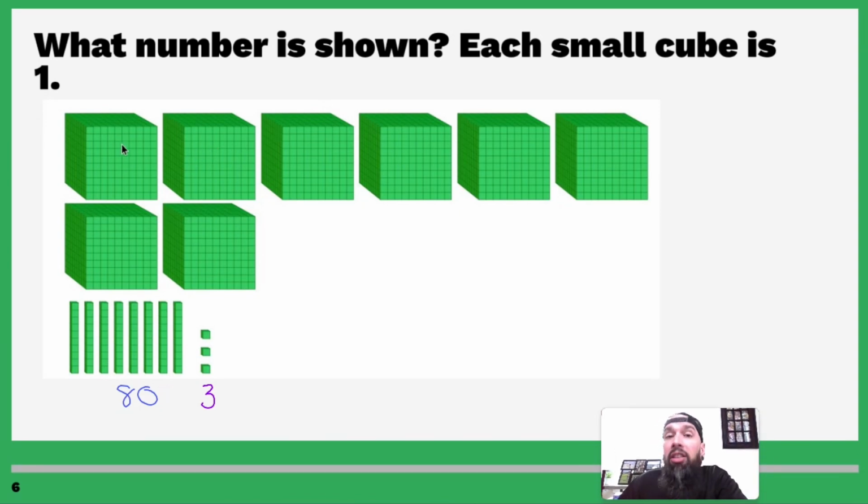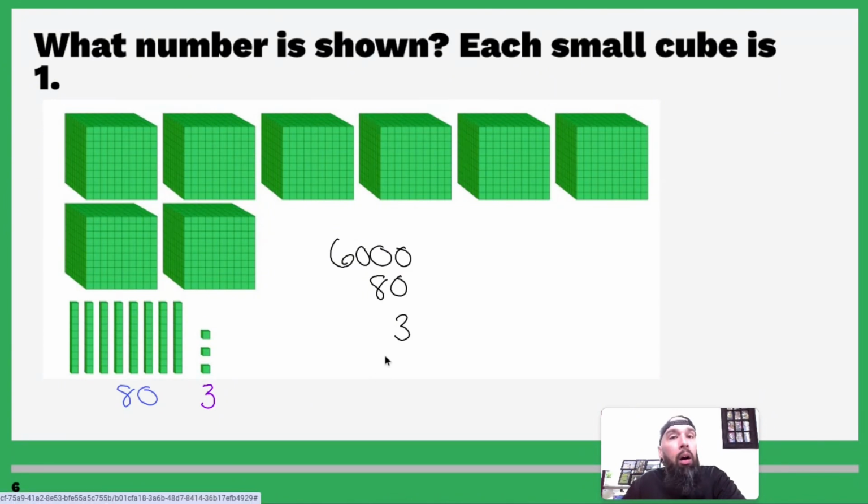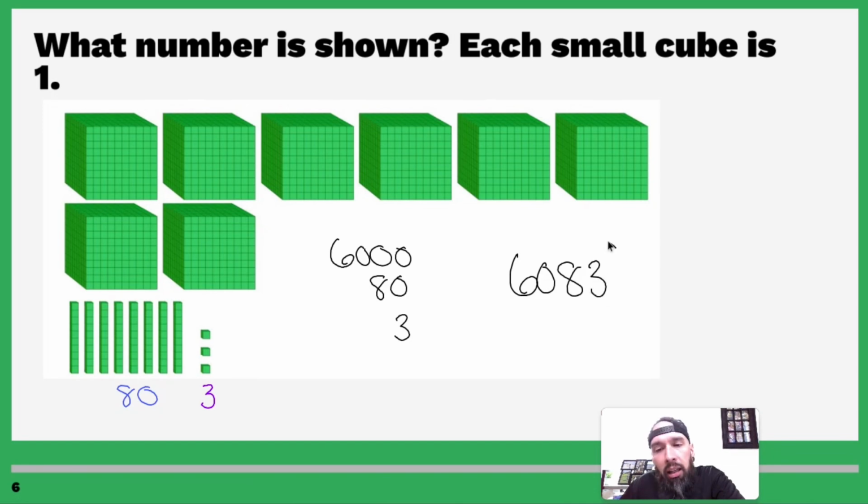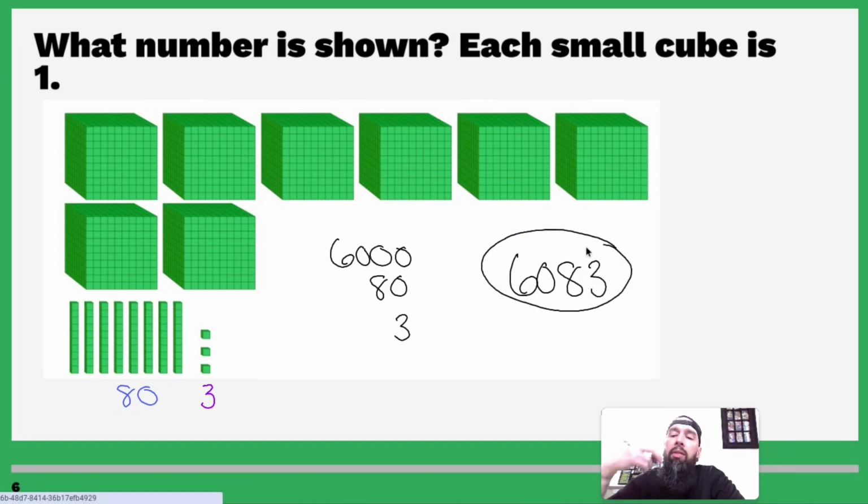Each of these cubes is 1,000. So if I have 1, 2, 3, 4, 5, 6, 7, and 8, I have 6,000. So what is shown? 6,000, 80, and 3. 6,083. That's the number that I have.